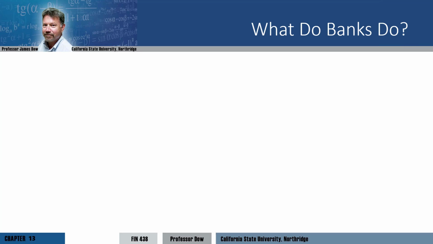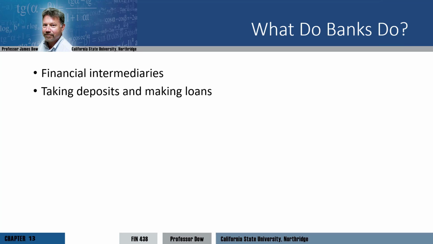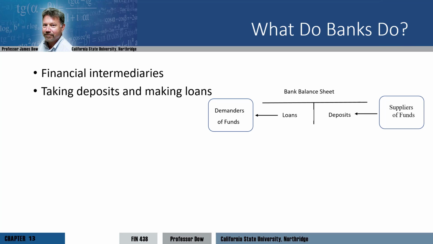Banks do a number of things. We saw in the first part of the course that banks are one type of financial intermediary. They connect the suppliers of funds with the demanders of funds. They do this by taking in money from the suppliers of funds as deposits. These deposits are liabilities for the bank as they represent money that the bank owes the depositors.